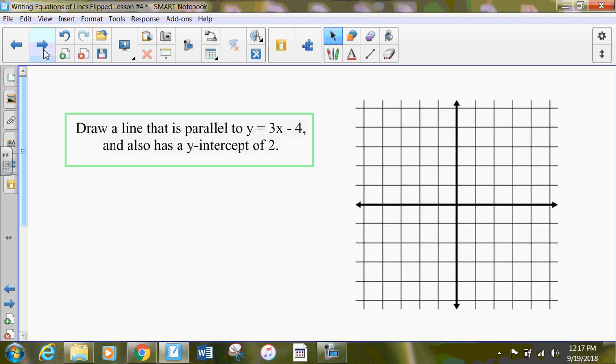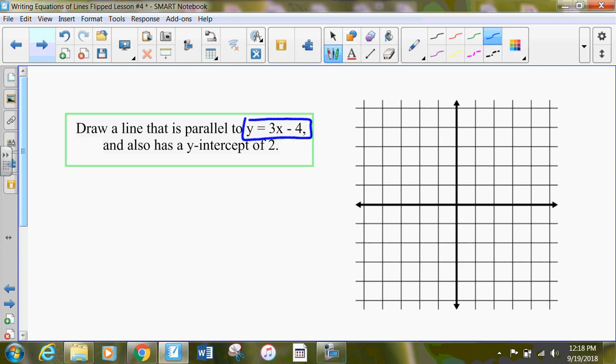Draw a line that is parallel to y equals 3x minus 4 and also has a y-intercept of 2. We could go about this two different ways. The first thing is we could go ahead and graph this line. We can see that it has a y-intercept equal to -4: 1, 2, 3, 4. We can see that it has a slope equal to 3. So we would go up 3 over 1, 1, 2, 3 over 1. I can draw a straighter line if I do more dots.